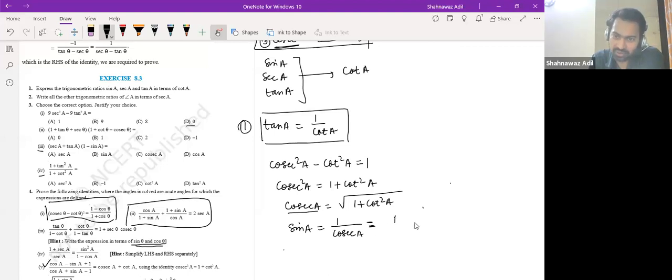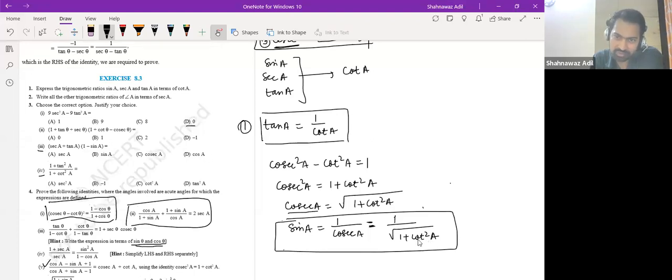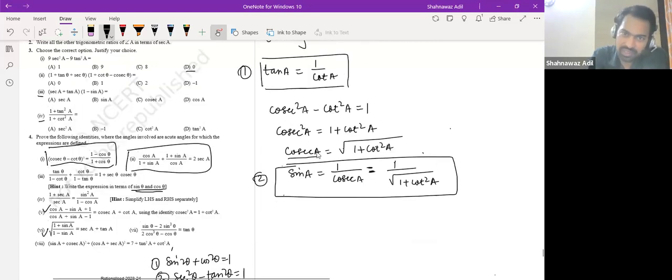Yes, sir. So sin A is 1 by the root of 1 plus cot square A. Now we have written sine in terms of cot A, right? So this one is also completed. Now which one is the left one? Sec. Okay. So tan A is given, and from tan A, what can we calculate?